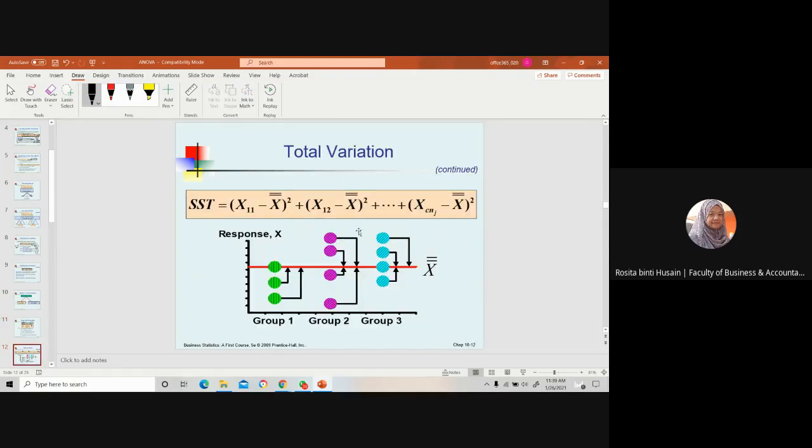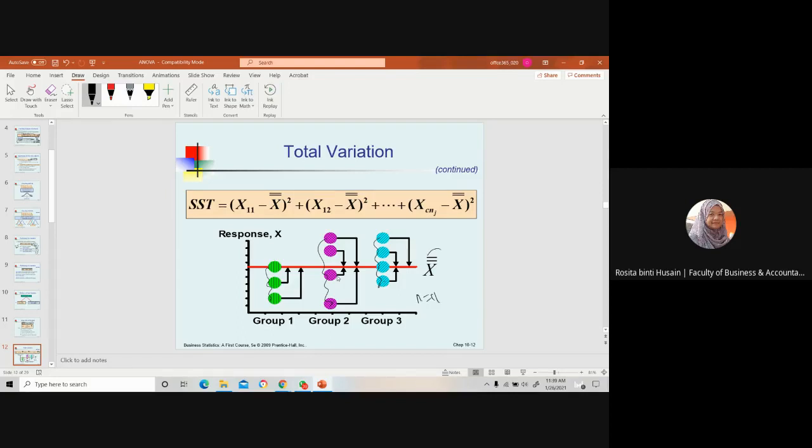Okay, this is total variation SST. This is the idea. Why does it come out as total variation SST? For example, in the data, it covers all groups. Let's say you have 3 groups here. First group, you have 3 items, second group, you have 4 items, third group, you have 4 items. For all of these, you have 11 items, N equal to 11.